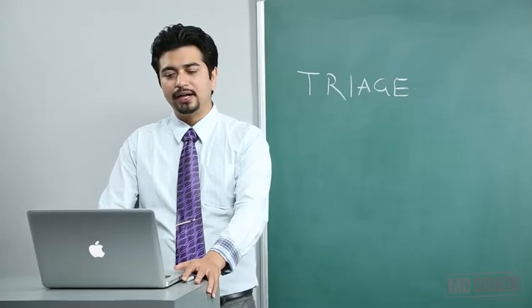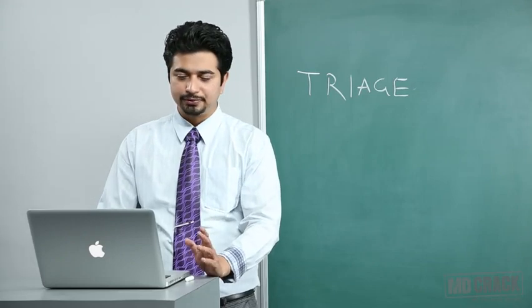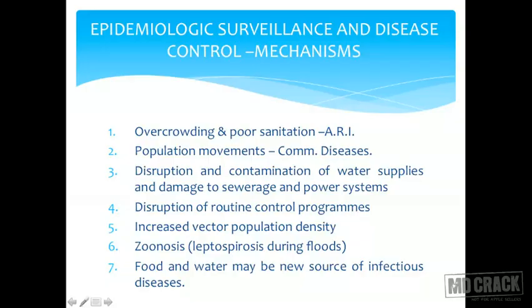Epidemiological surveillance and disease control mechanisms. What are they? You have overcrowding and poor sanitation resulting in ARI. ARI is acute respiratory infections. So overcrowding and poor sanitation contribute to ARI. Population movements can lead to spread of communicable diseases. Notably, you can have tuberculosis, leprosy, cholera, typhoid, some of the diseases which can rapidly spread.